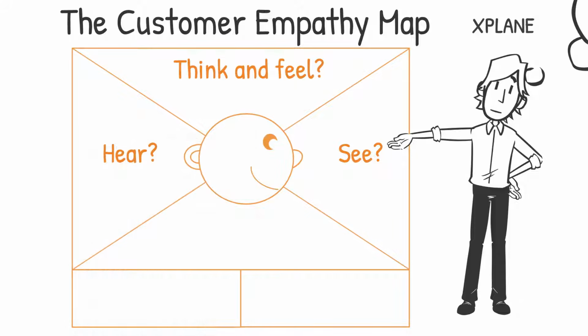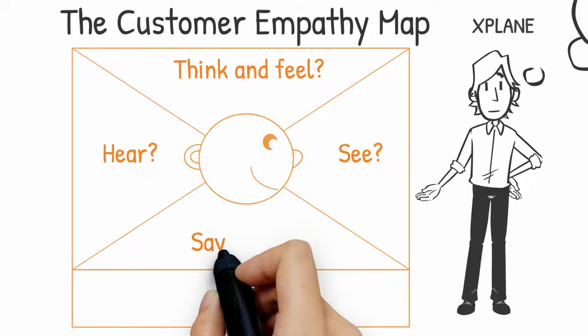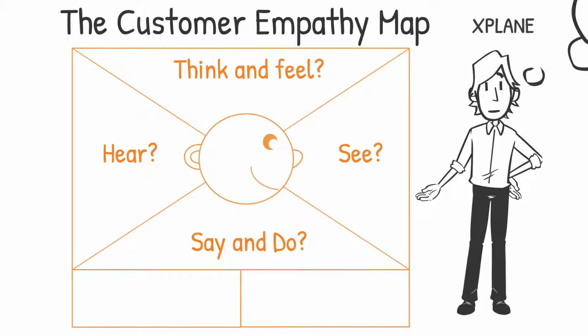What do they hear? Who is influencing them? What media are they listening to? And what do their family, friends, colleagues, or boss say? How do they act in public? What do they say? What is their appearance like, and are they influencing others?